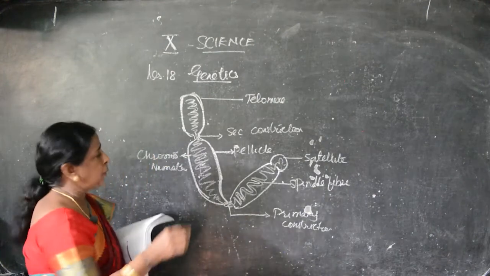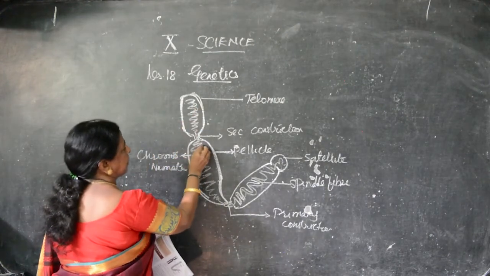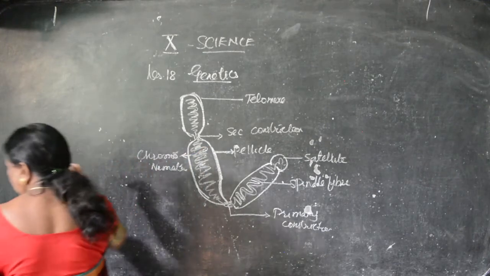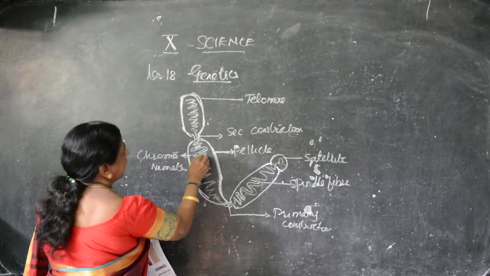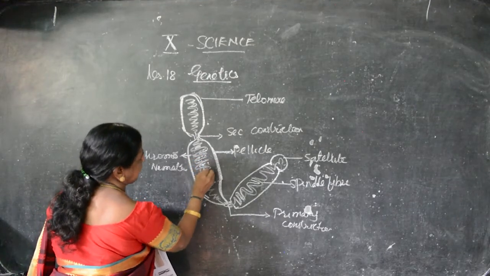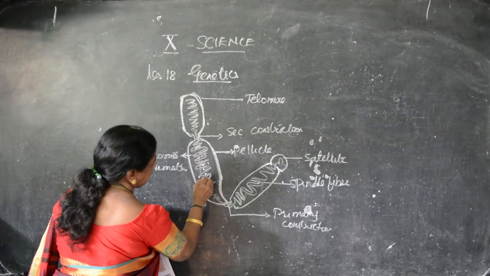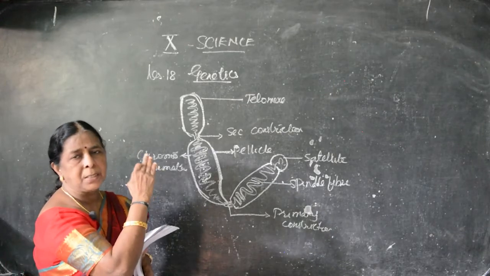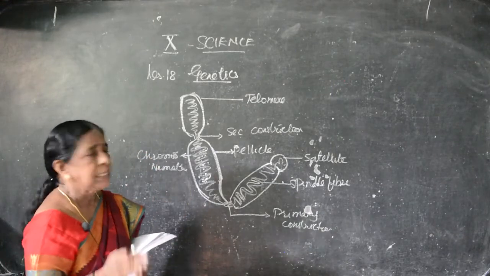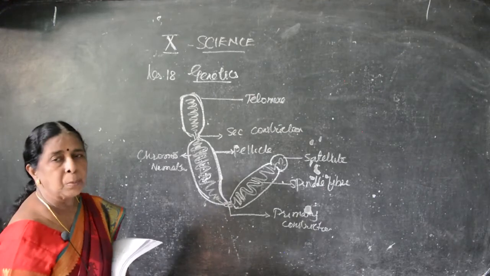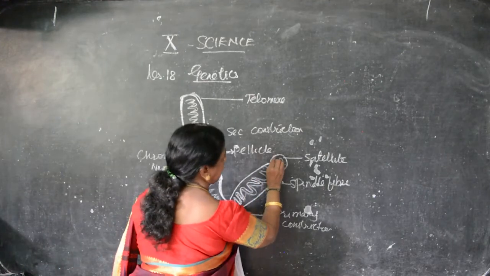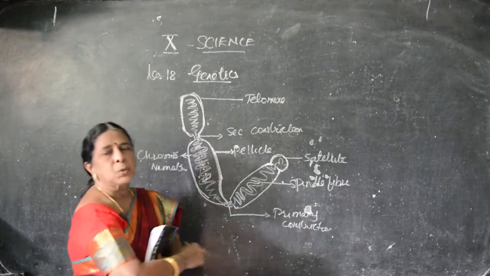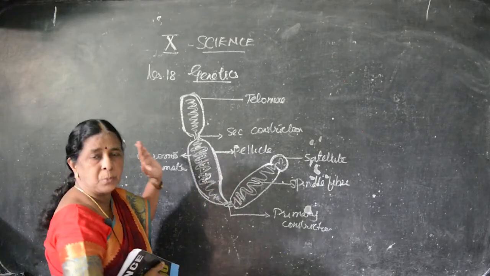In between the layers you can see dots. The dots are known as what? Chromonemata. The dots are known as chromonemata, which can be seen all over the chromosome. And the last part of the chromosome is the telomere. In some chromosomes, you can see a ball-like, knob-like structure. This is known as what? Satellite. Such chromosomes are known as satellite chromosomes.